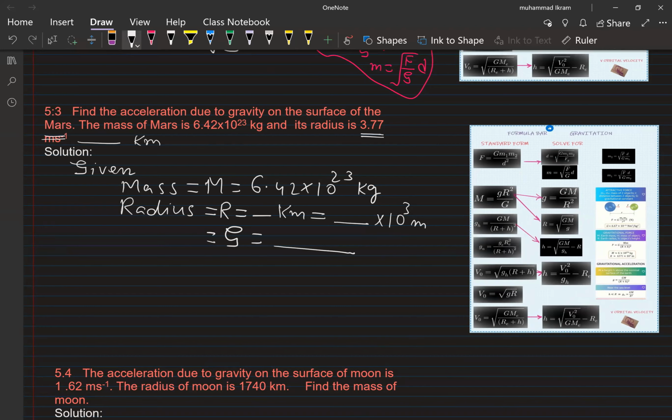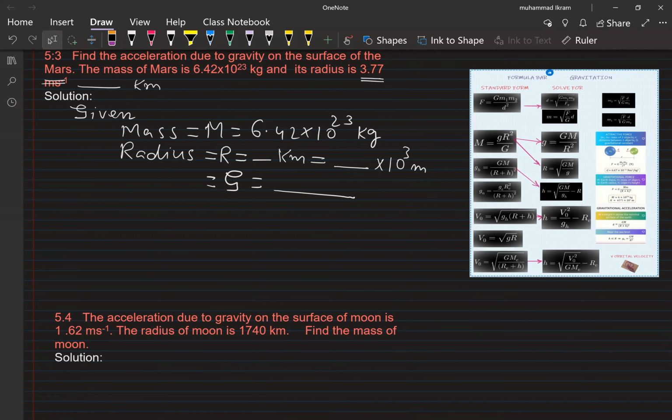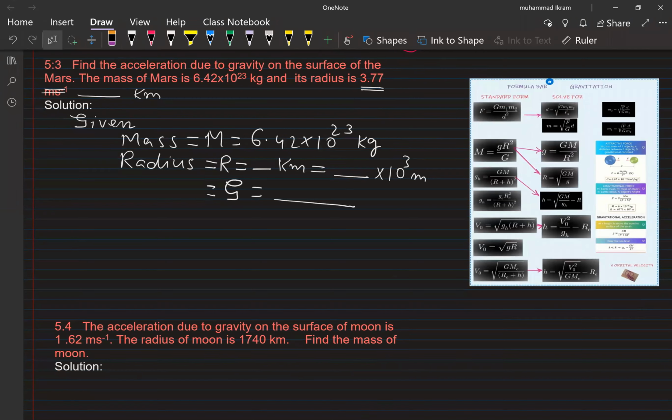So which formula will be used? Of course, look, they want the gravitational acceleration. Find the acceleration due to gravity. So what is required from you? Acceleration due to gravity. That is required, which means this g is required.